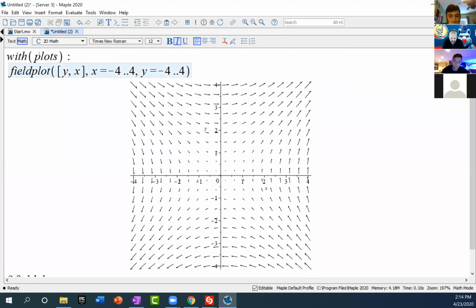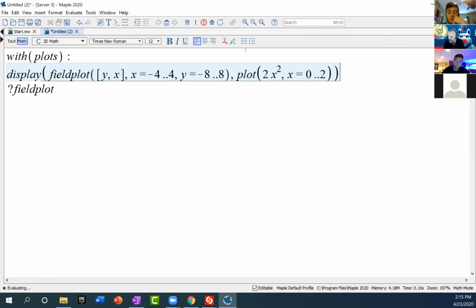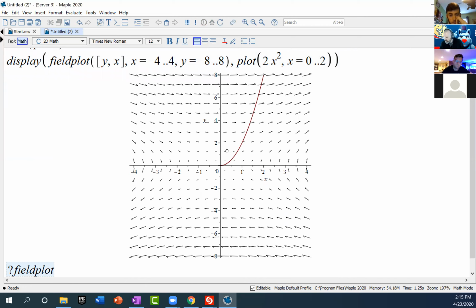In fact, we could display them together. Display field plot 0, 0. Let's go y from -8 to 8. And then we can also add in a plot. And I'm pretty sure this is how you do a plot, 2x squared. X goes from 0 to 2. Cool. That looks good.